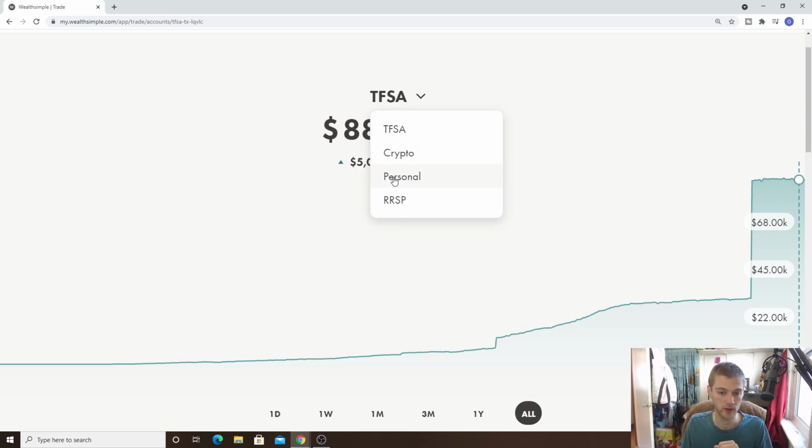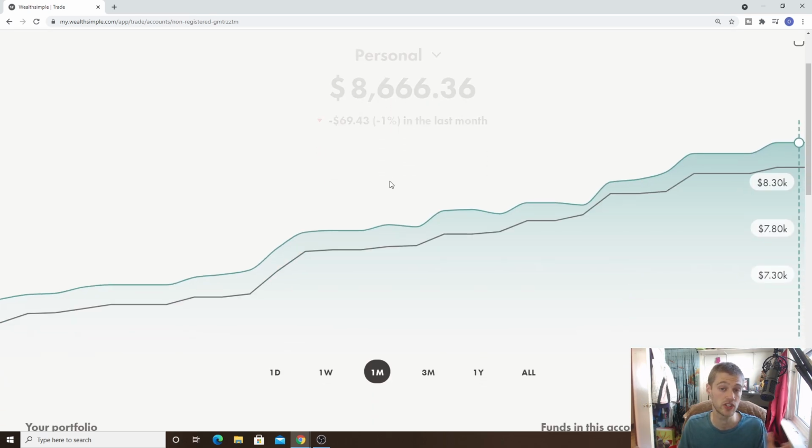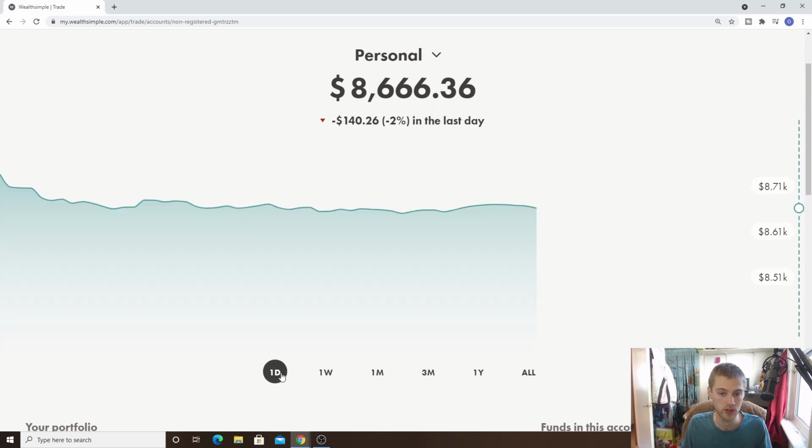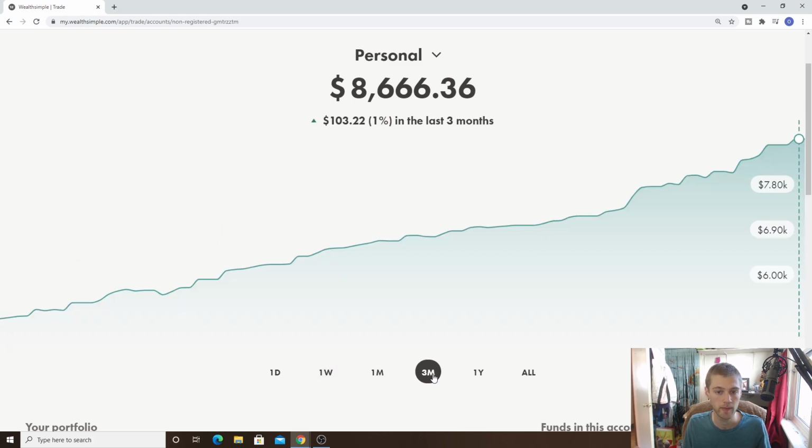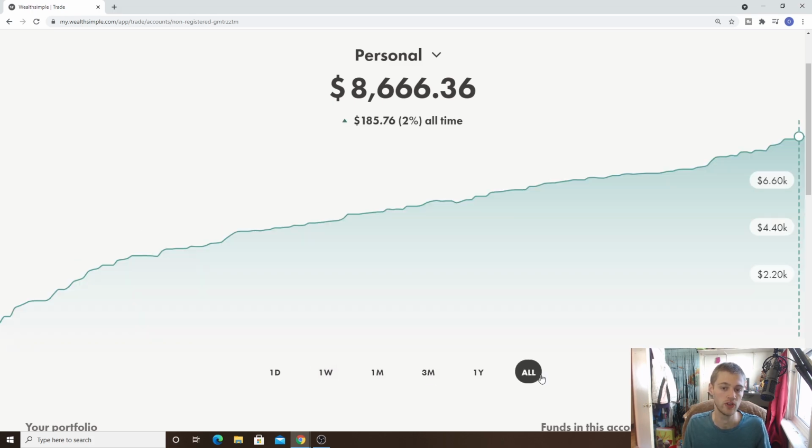If you go to the personal account, I'll give you guys a quick little update, since this is the main one we're actually buying and trading stocks in right now. Over the past day, the personal account once again is down 2%. Over the past week, it's sitting at about zero. Past month, it's down 1%. Past 3 months, it's up 1%, and then all time, this portfolio is up 2% as well.